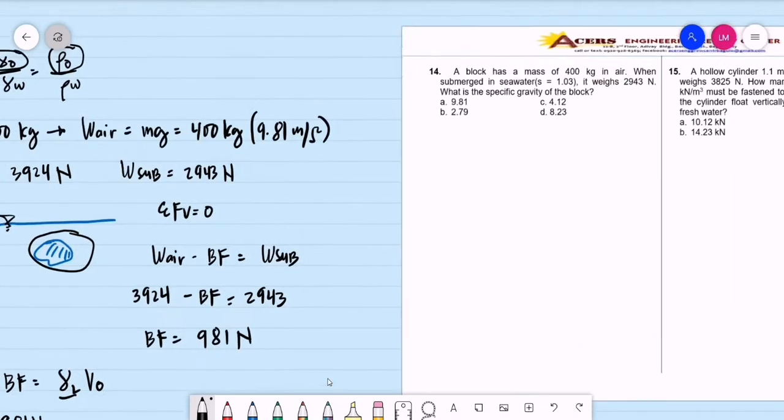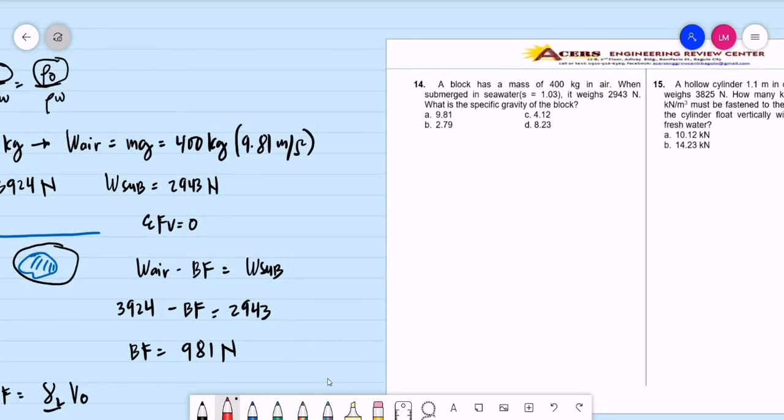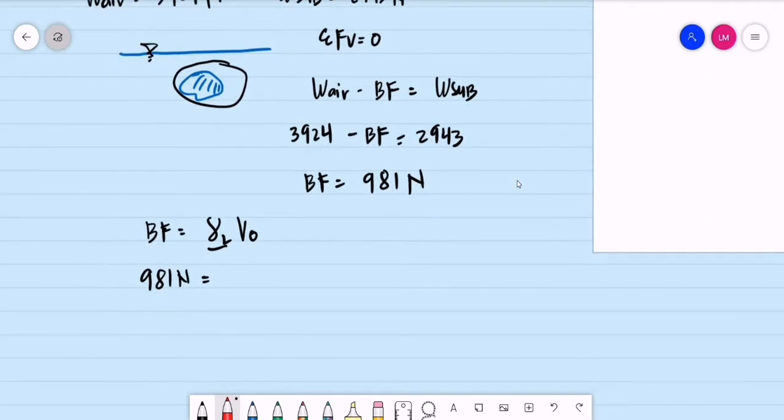Take note that we have a specific gravity. This is seawater. A specific gravity is equal to 1.03. So therefore, the unit weight of the liquid will be equal to its specific gravity, 1.03, multiplied by gamma water. Take note, this is newtons. So we are using 9,810 newtons per cubic meter, then multiplied by the volume of the object. If we are to do unit analysis, cancelling newtons, the remaining unit will be cubic meter since it is volume.